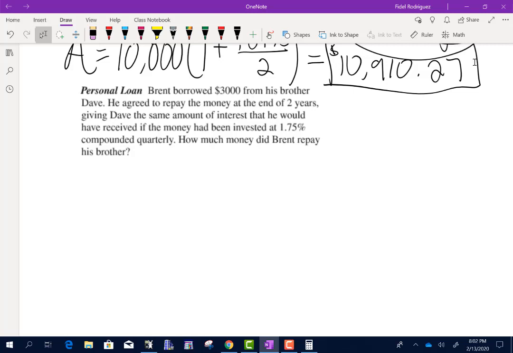Okay, same thing here. This problem, they just make it a little bit more difficult by giving you a whole bunch of comparisons, but we're going to use the same formula, okay? I'm going to explain why right now.